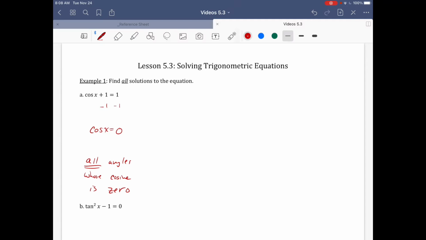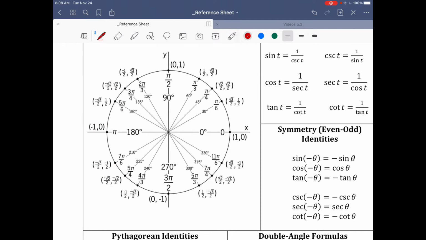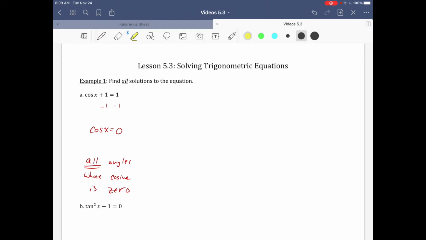So how can we do that? Well, we're going to start with the unit circle. And what we want to remember is on the unit circle, the coordinates are cosine, sine. So the angles on the unit circle whose x coordinates are 0 are the angles whose cosine is 0, right? So as of right now, we've got x equals pi over 2 and 3 pi over 2. But is that all? And that is the question.